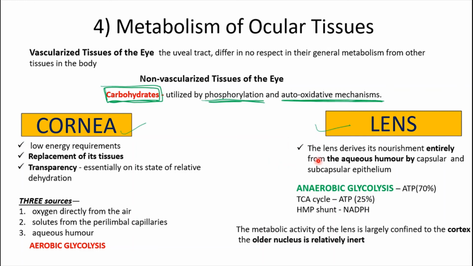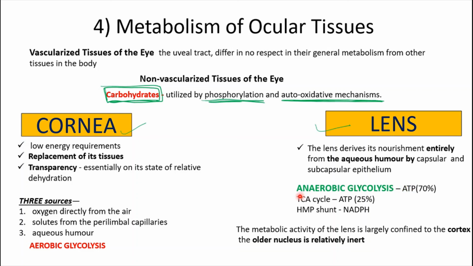Coming to your lens, the lens will derive nourishment entirely from the aqueous humor, by capsular and subcapsular epithelium. The cornea did the same thing by corneal epithelium. The lens is doing it by capsular and subcapsular epithelium. And what are the modes by which it can use it? It is using it primarily by anaerobic glycolysis, because the lens is not in direct contact with oxygen. It can only utilize the oxygen which is present in dissolved form in the aqueous humor. So it mainly undergoes anaerobic glycolysis and it will generate ATP.